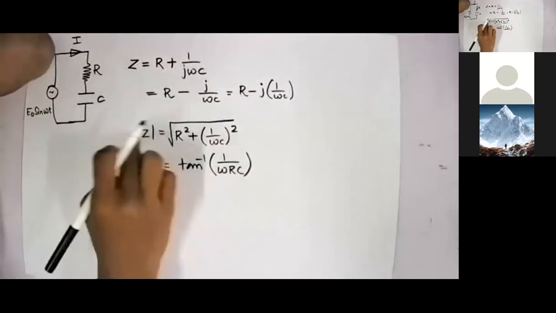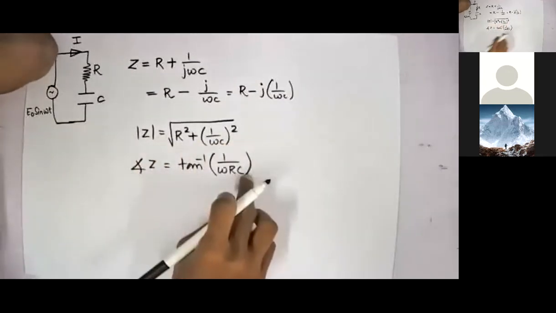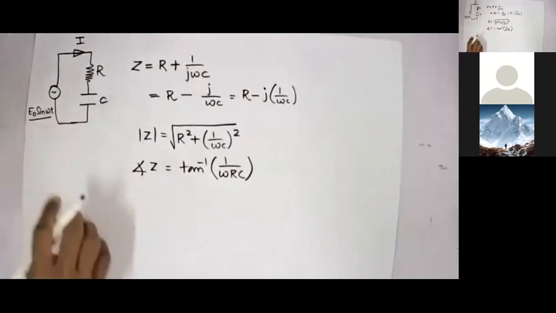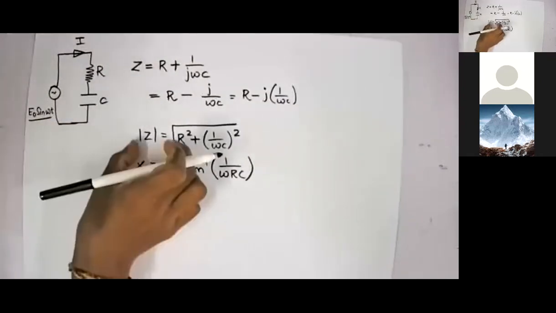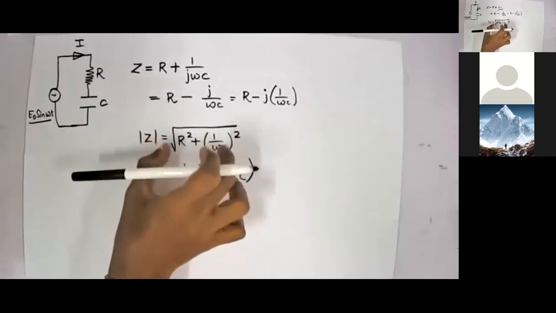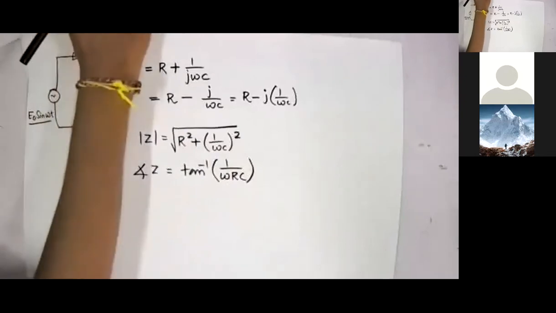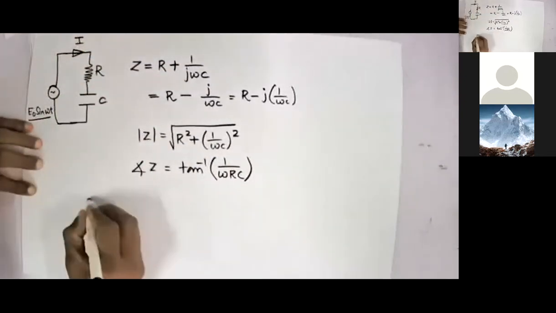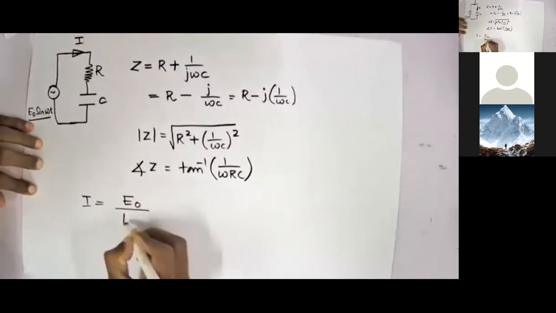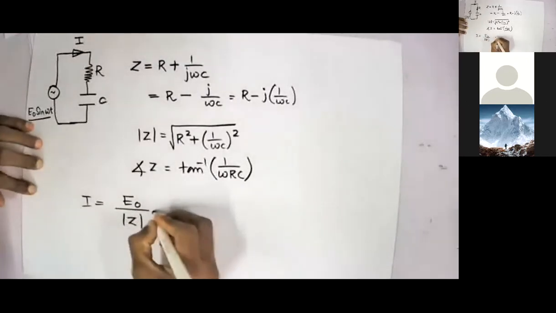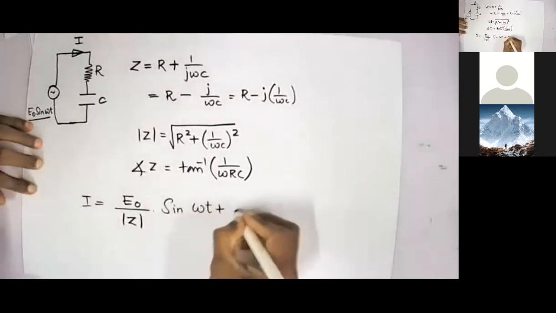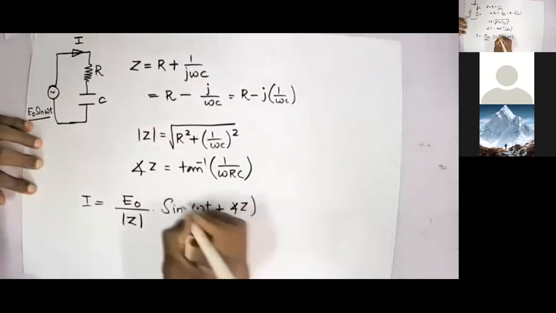Clear, right? So this will be my mode of z. This will be my argument of z. So I have my current, which is E naught sine omega t. This is my mode, right? Mode value means which I am using to divide this one. So my current, I can write I as E naught divided by mod of z into sine omega t plus argument of z.